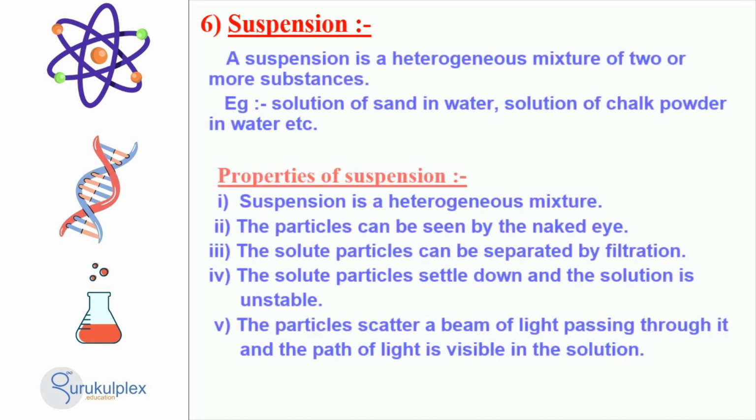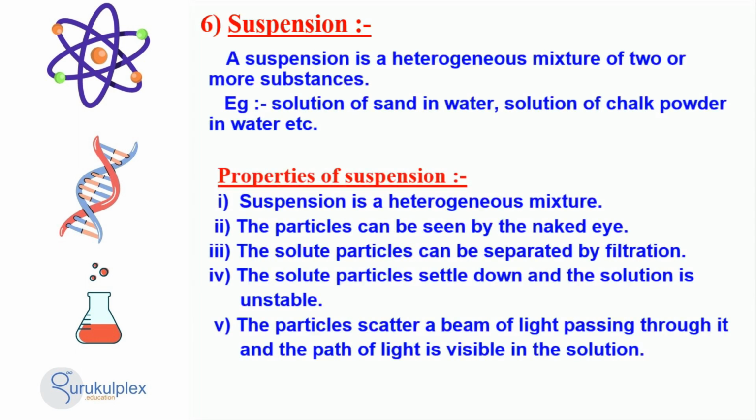Suspensions are heterogeneous mixtures of two or more substances, with examples such as a solution of sand in water, or a solution of chalk powder in water. These mixtures have four particular properties. Firstly, being heterogeneous mixtures, the particles can be seen by the naked eye. Secondly, the solute particles can be separated by filtration. Thirdly, the solute particles settle down, making the solution unstable. Finally, the particles scatter a beam of light passing through it, creating a visible path of light in the solution.